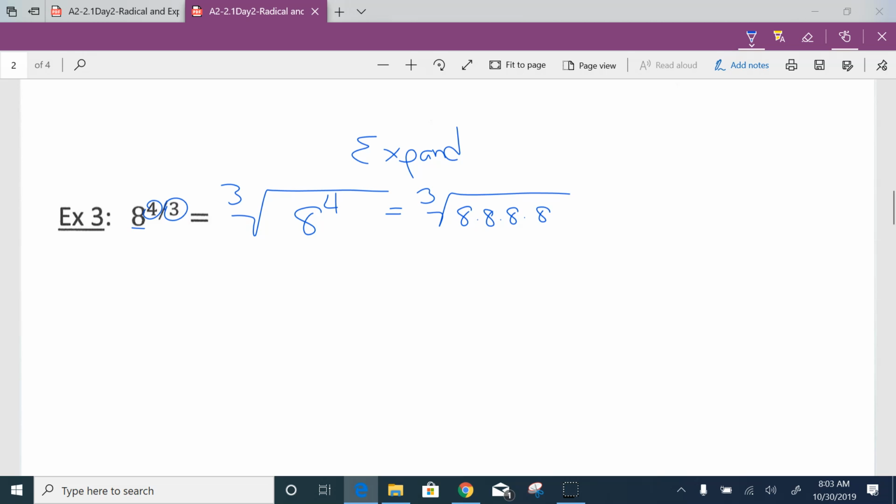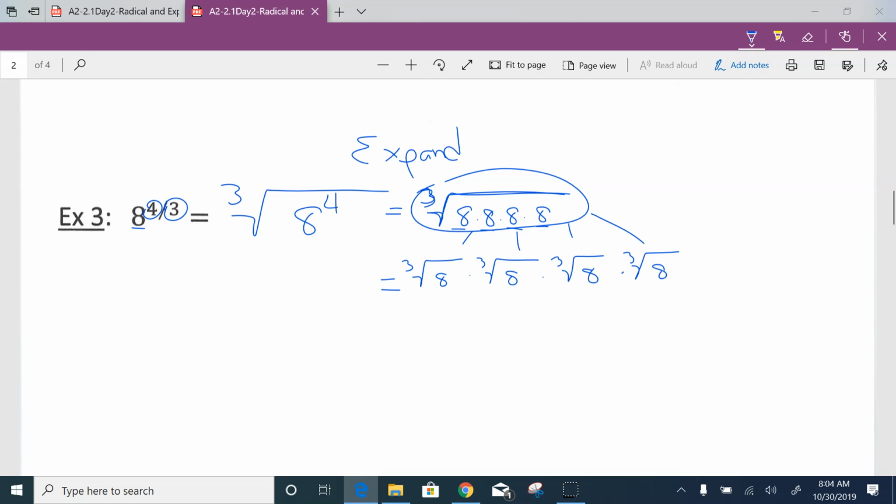What I can do is separate each one of these little 8s and give them their own cube root house, because it's going to be commutative. So I basically have the cube root of 8 times another cube root of 8 times another cube root of 8 times a 4th cube root of 8. So I split this big one up into 4 little branches. Each of these little 8s got their own little radical home that they live in. They're single. This is math I can actually do.